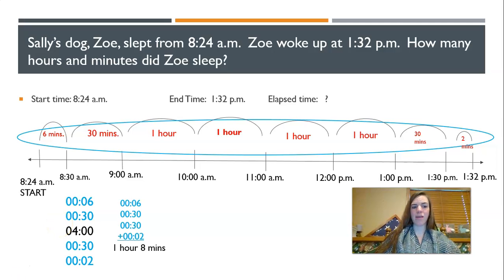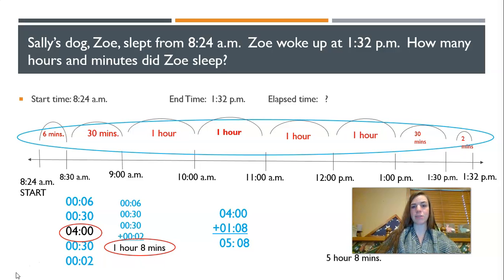So I'm going to have 1 hour and 8 minutes. Now I need to take that and add it together with my 4 hours. 4 hours plus 1 hour and 8 minutes is 5 hours and 8 minutes. So we're going to write that up top. Our time passed that Zoe slept is 5 hours, 8 minutes.